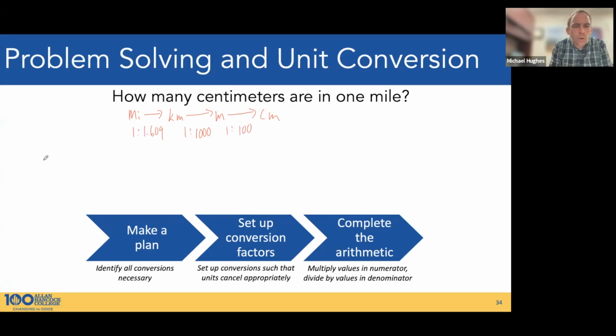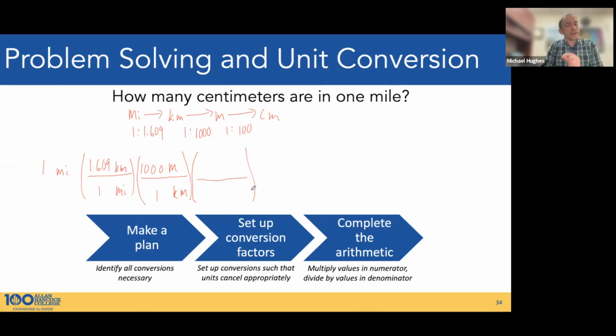Start with what we know. 1 mile. And make sure that the miles cancel. For every 1 mile, there's 1.609 kilometers. Then we want kilometers to go away. And we can go to our base unit meters, knowing that there's 1,000 meters in 1 kilometer. It's a pretty long distance. And we know that a centimeter is much smaller than a meter. And so in every 1 meter, there's 100 centimeters.